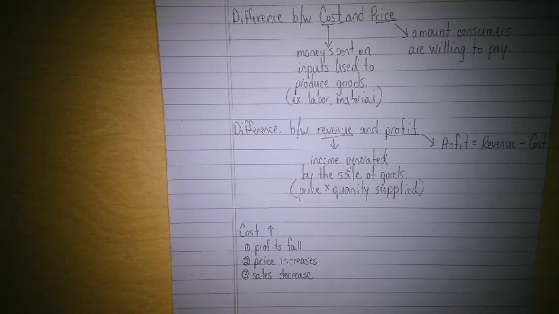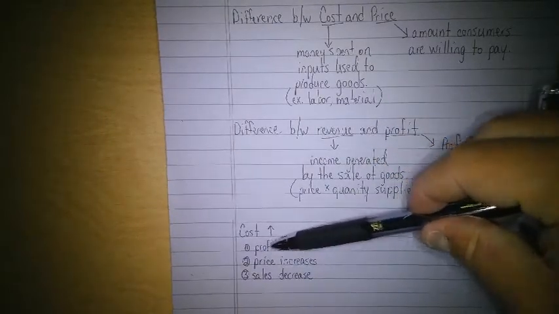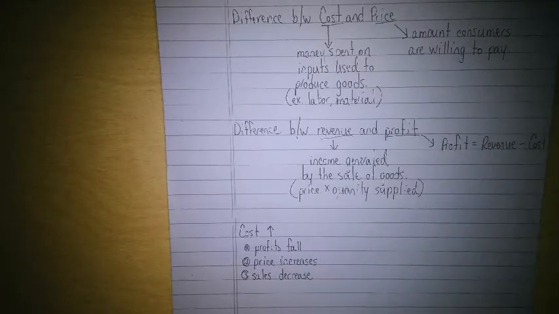So which one do you think they're normally going to do, or try to do? Charge people more money in order to get it. It makes sense? So, again, if costs go up, profits fall, prices increase, sales decrease. Y'all got that? Simple stuff, guys. That's simple.